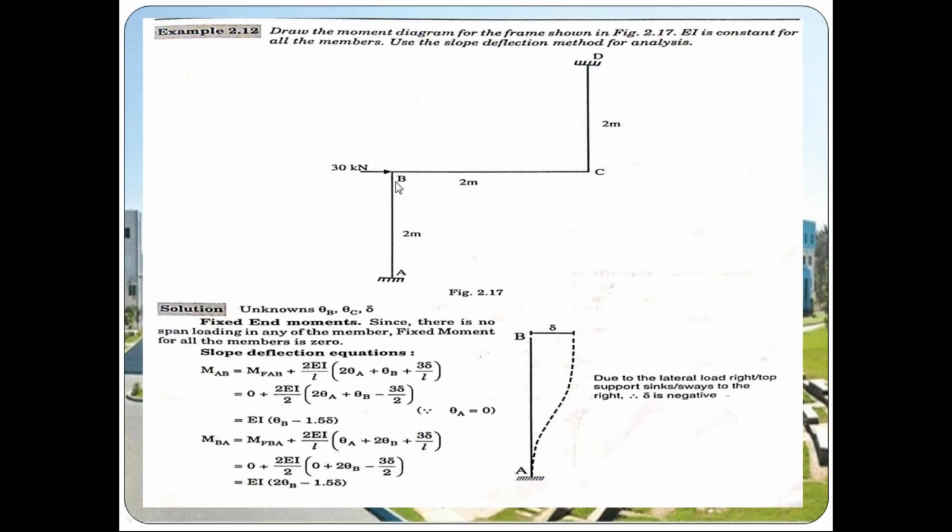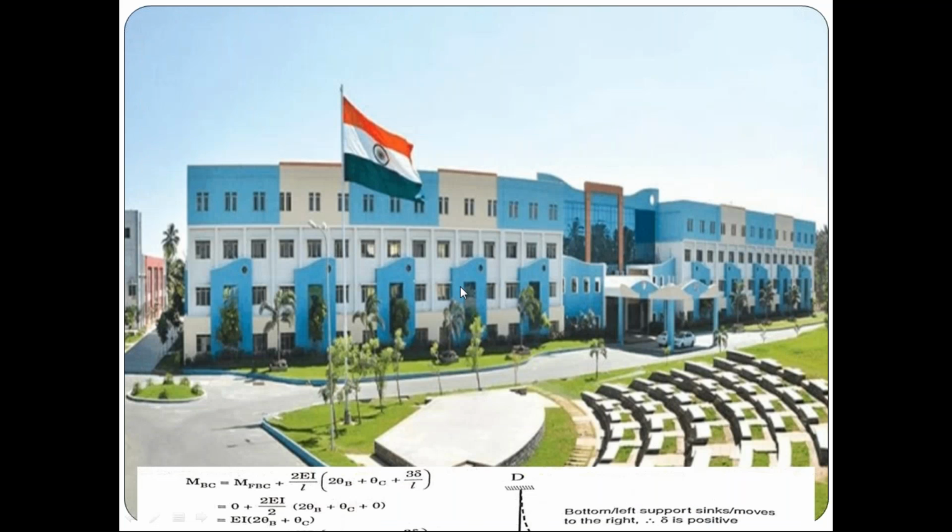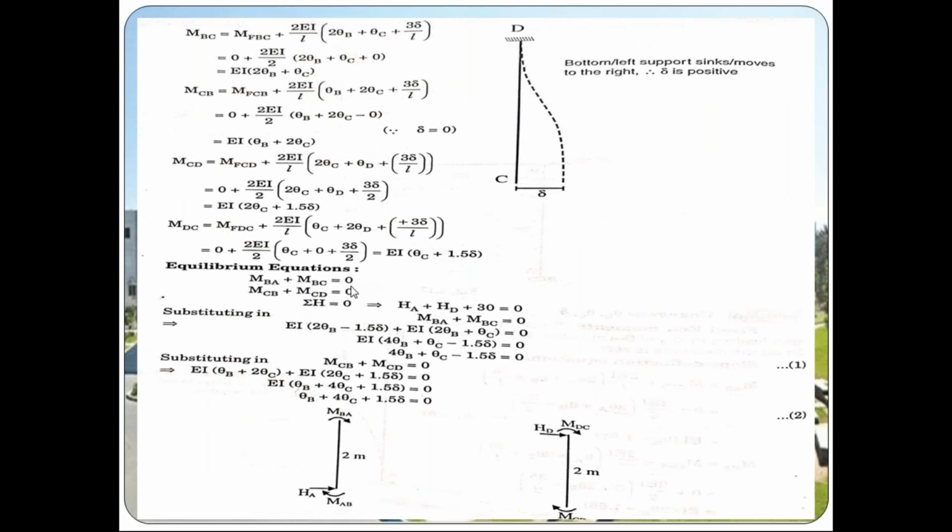Intermediate support has two members. So joint B is intermediate but has two members, that is AB and BC. So two moments will come at joint B, that is MBA and MBC. If we add these two moments, MBA plus MBC, we have to get 0. Then only joint B will be in equilibrium position. Similarly, joint C also. So the joint equilibrium equations at joint B and joint C are MBA plus MBC is equal to 0, MCB plus MCD is equal to 0.